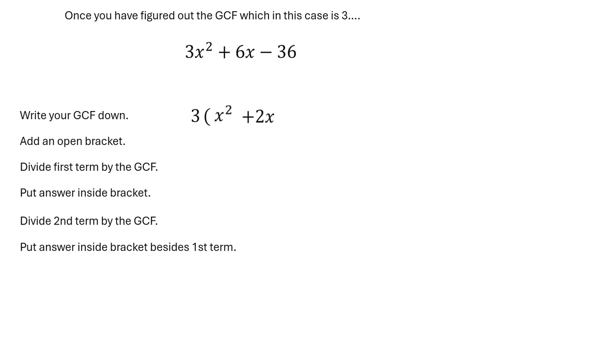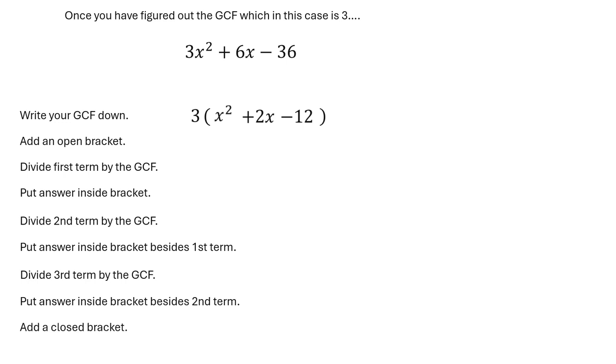Then we'll look at the last term. We'll divide it by the greatest common factor. So 36 divided by 3 is, well, it's subtract 36 divided by 3, so we'll put the negative in there. The answer to that is negative 12. So we'll just place that inside the bracket next to the second term. We'll close the bracket, and there we have our answer.